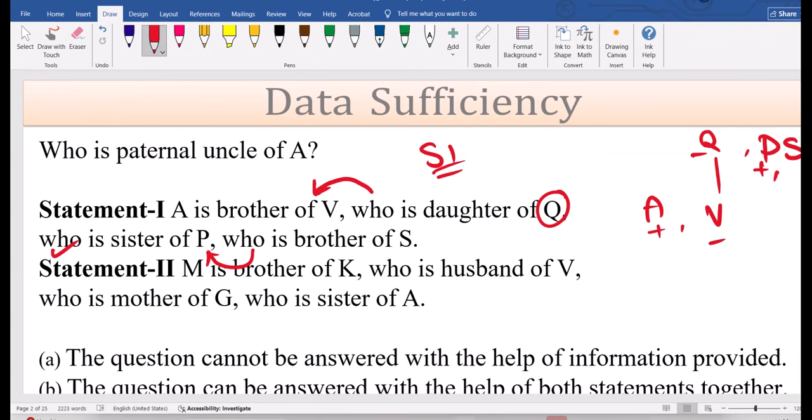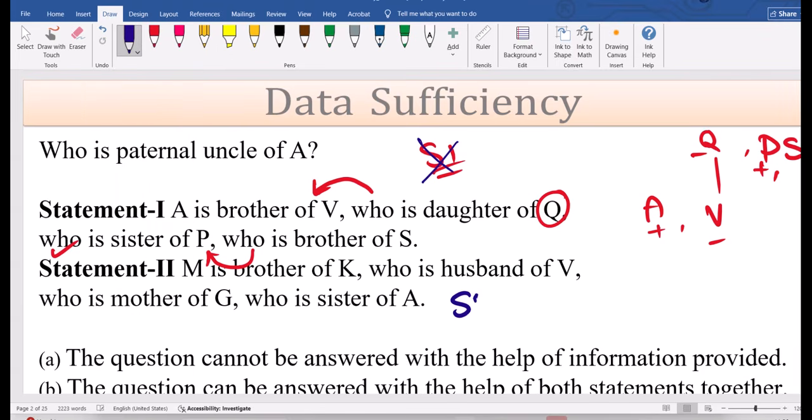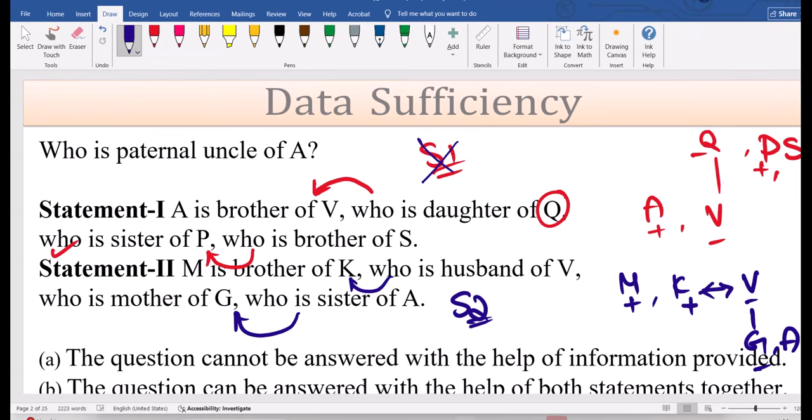Now we should try 2 alone. If not, then together later. One alone not possible. Now if we go for 2 alone: M is brother of K. K is husband of V. V is mother of G. G is sister of A. This is related to G only. This is related to K only.